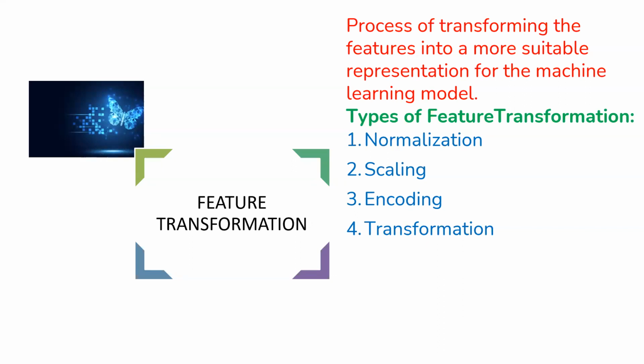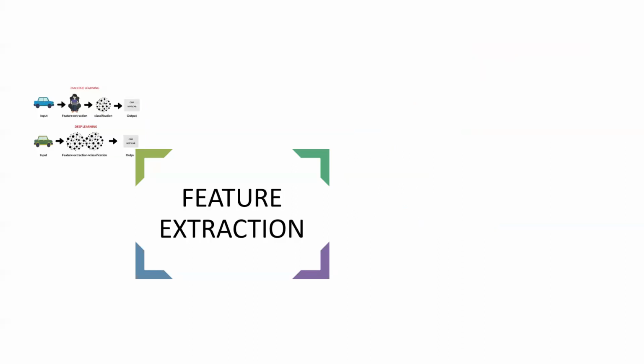So we use certain transformation techniques such as logarithmic, square root, and reciprocal methods to transform the features in such a way that we are able to change the distribution or scale of the feature. So this is what is meant by feature transformation. Now we move on to the third step in feature engineering, which is feature extraction.